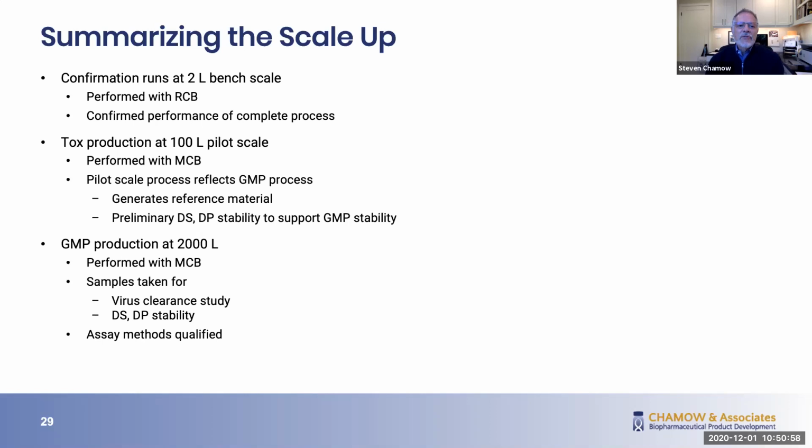GMP production at 2,000-liter scale was performed with MCB. Samples from this were taken for viral clearance study and drug substance and drug product stability. And also the assay methods for GMP production were qualified.